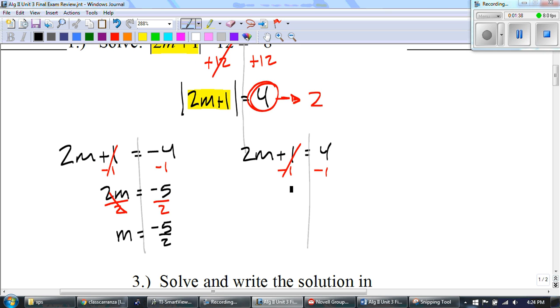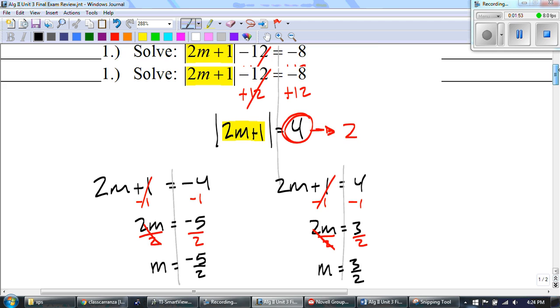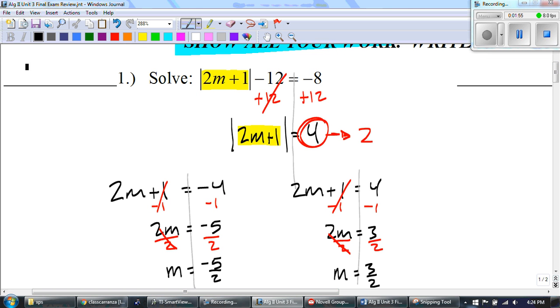And I'm doing the same exact stuff. Subtract 1, divide by 2, and once again, I want the fraction. So my final answer is negative 5 over 2, or 3 over 2. I'm going to make that actually look like negative 5 over 2. So negative 5 over 2. Oh, that still looks weird. Hold on. That looks a lot better.